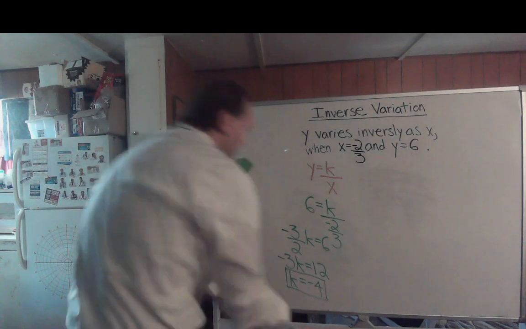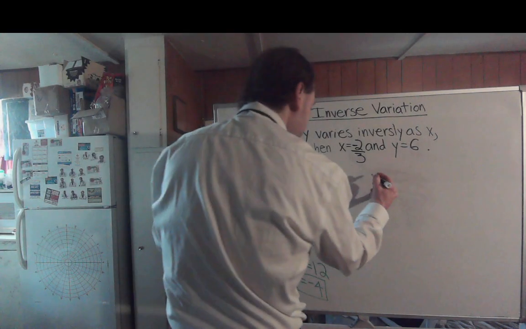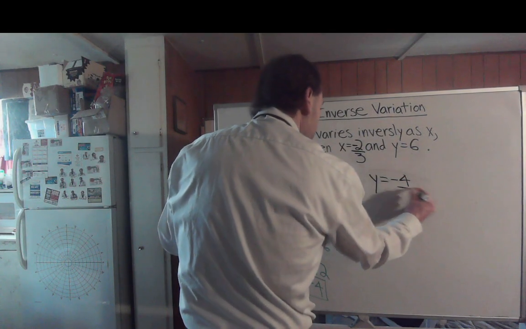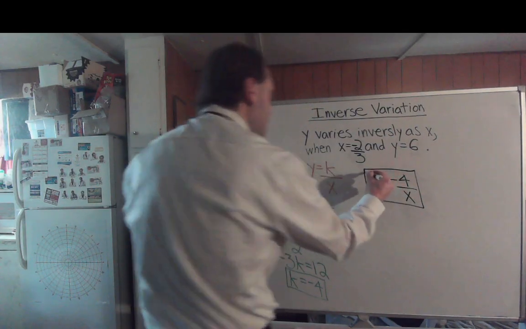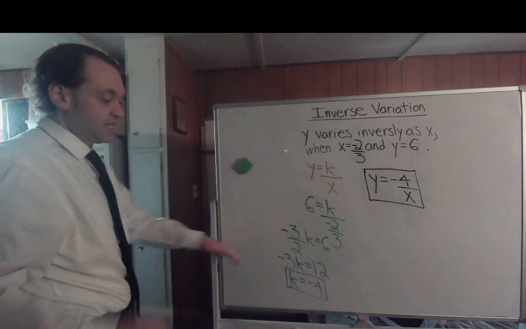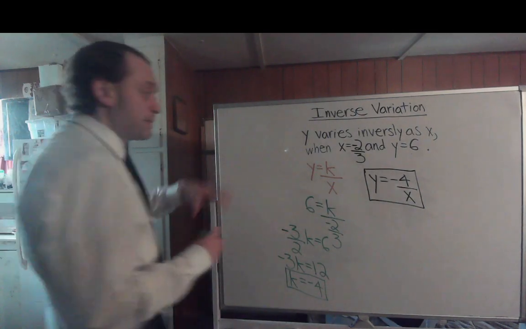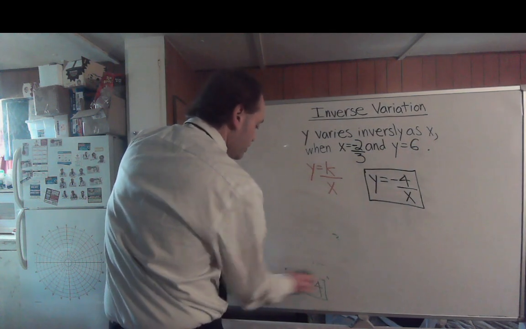Now we can just find the new equation of inverse variation. Just put that k value in, you'll get that y equals -4 over x. So your equation of inverse variation in this case is y equals -4 divided by x. And I got one more for inverse, then we'll move on to some joint variation problems.